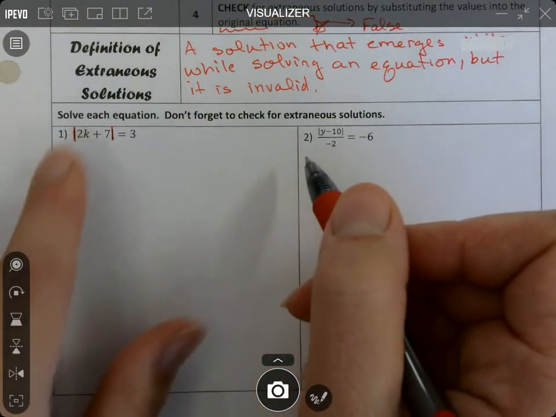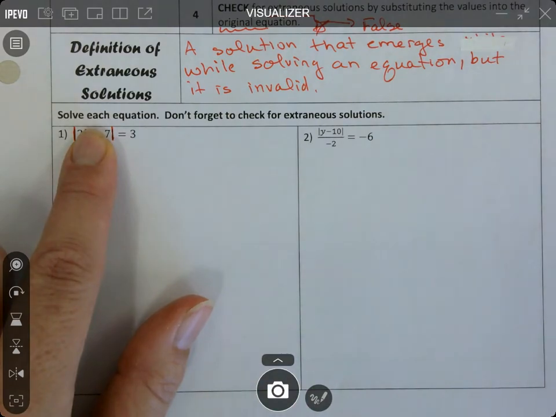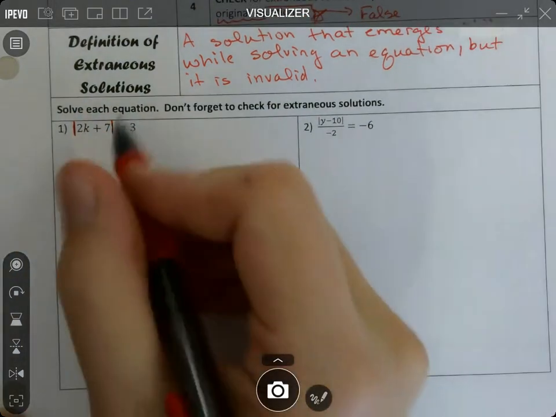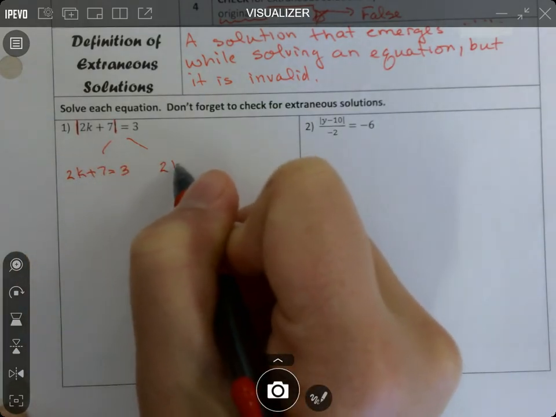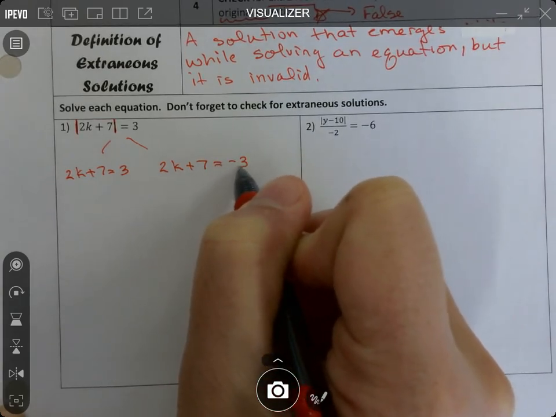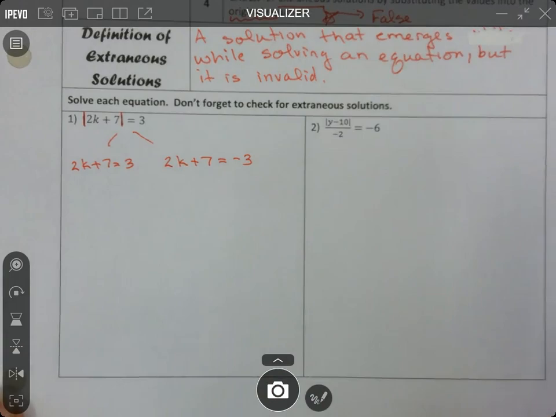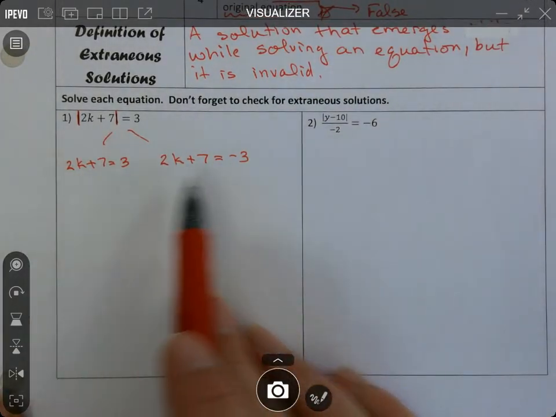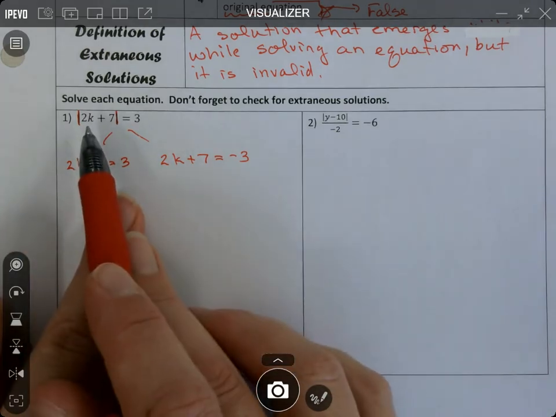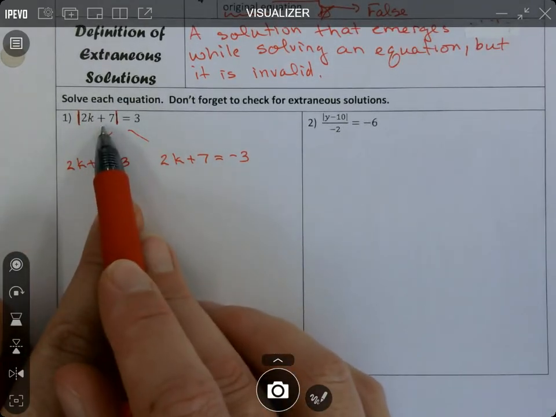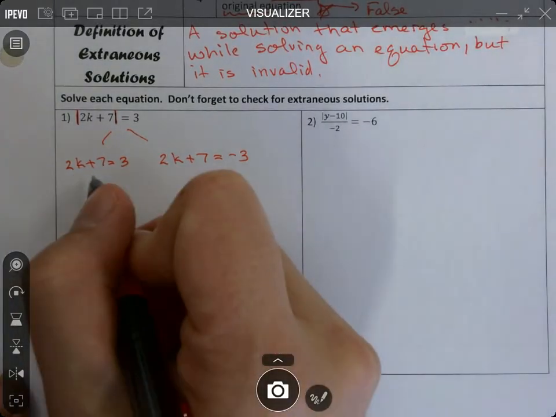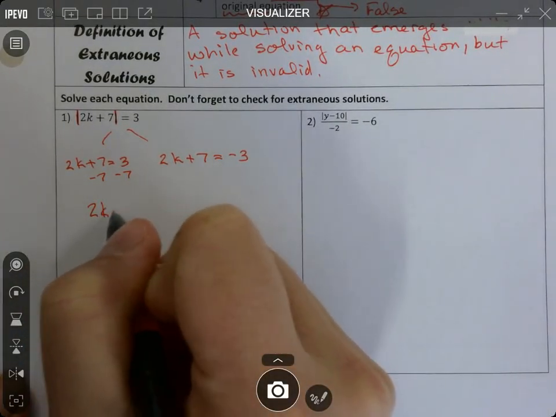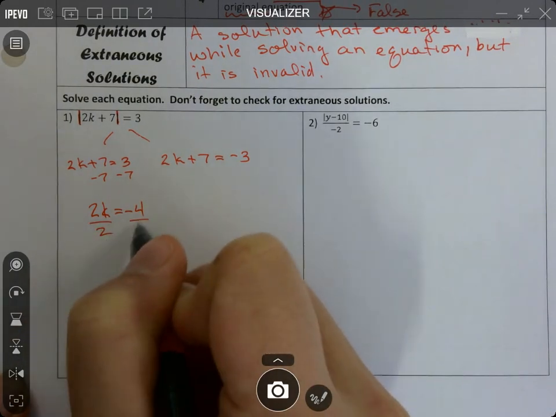So I could say the absolute value of 3 is 3. Do we agree with that? But the absolute value of -3 is also 3. That's a big idea in here. What's inside 2k plus 7 could equal 3, but what's inside 2k plus 7 could also equal -3. So this is the method that we're teaching here. What's inside is not changing, but the absolute value of 3 would be 3, and if I made this -3, it would also give me the absolute value of 3. So then I'm going to solve these two equations separately. So subtract 7, 2k is -4, divide by 2, and what does k equal?